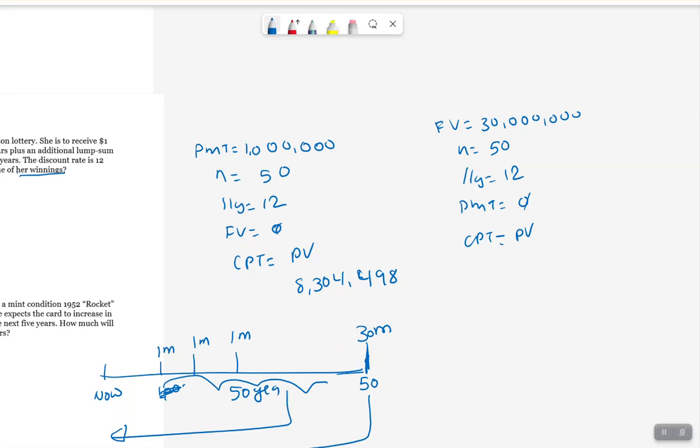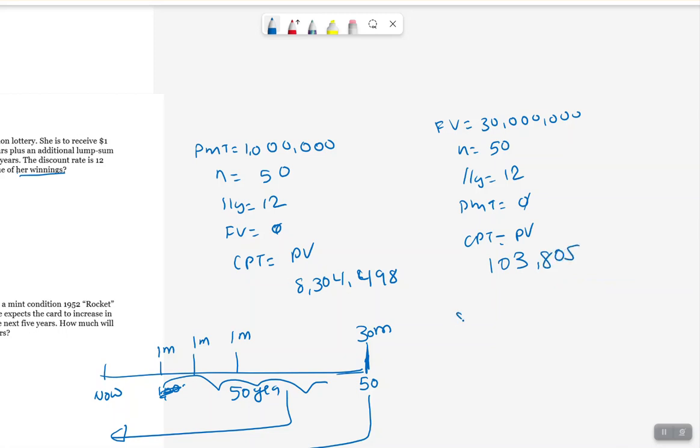I have to convert it into the end mode before I go further. So 30 million, I am going to receive it. Future value, 50 is your N, 12 is your I/Y, 0 payment, compute your present value, and it is going to be worth 103,805. So how much did you get all together?